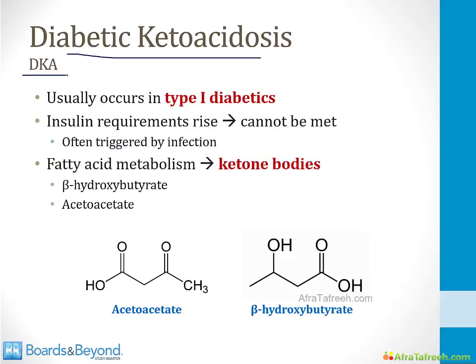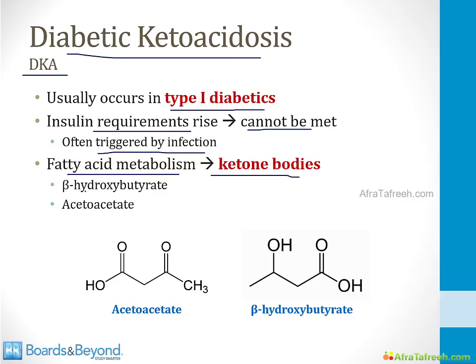I talk about this extensively in the endocrinology section in the video on diabetes and also in the biochemistry section when talking about glucose. DKA usually occurs in type 1 diabetics. It usually occurs when insulin requirements rise but cannot be met because the patient has diabetes. For example, a classic trigger of DKA is an infection. During the setting of infection, you need more insulin effects, and if your body can't make insulin to meet that demand, DKA can develop. In DKA, fatty acid metabolism leads to the development of ketone bodies, and the ketone bodies beta-hydroxybutyrate and acetoacetate. Their structures are shown on the screen here. Both of these are acids which can cause an acidosis and also increase the anion gap.